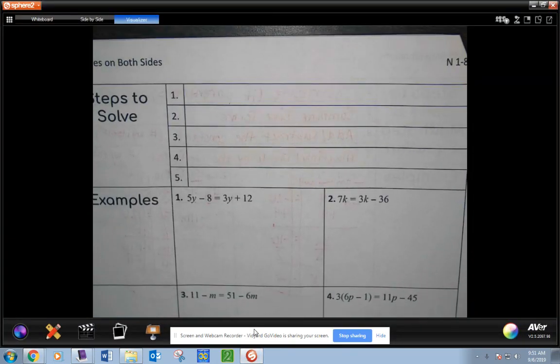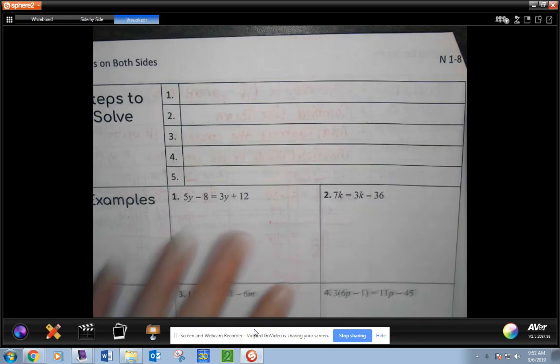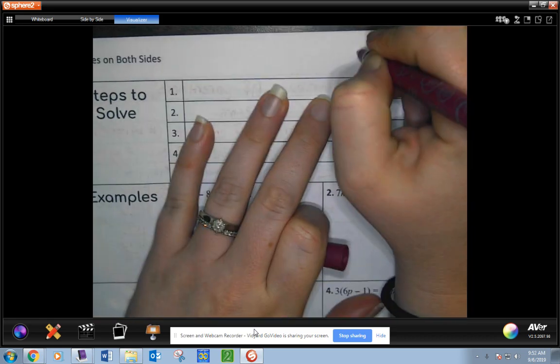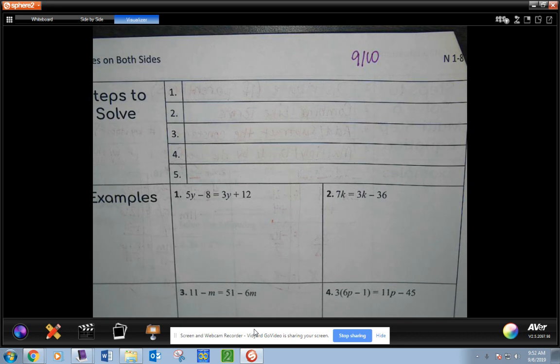Guys, welcome back. Today for your notes, this is Tuesday, so this is notes 1-8, and today's date is the 10th. If you'll just flip to that page, we're going to write down the steps and then do a few examples together, and then you have your practice sheet afterwards.